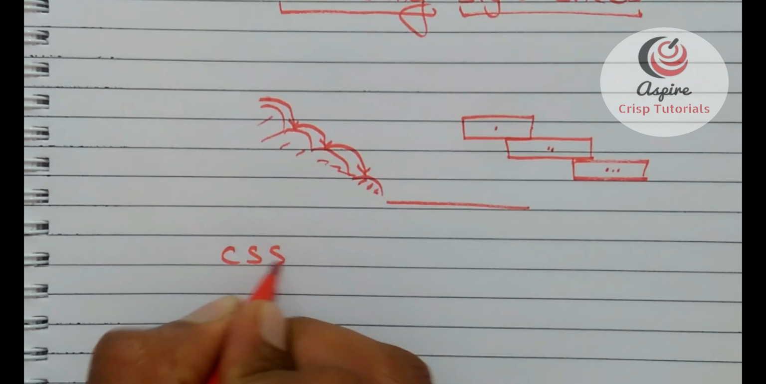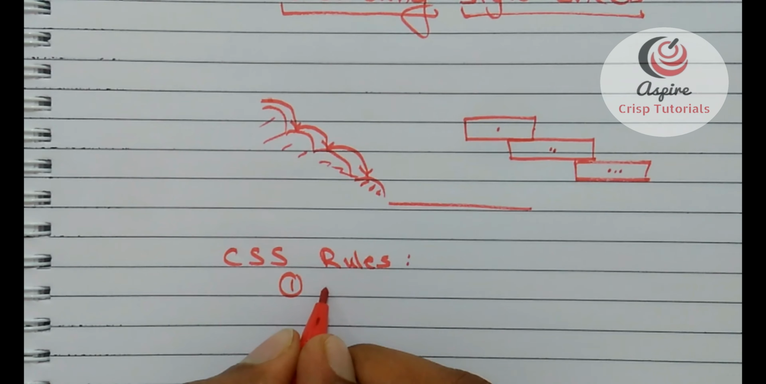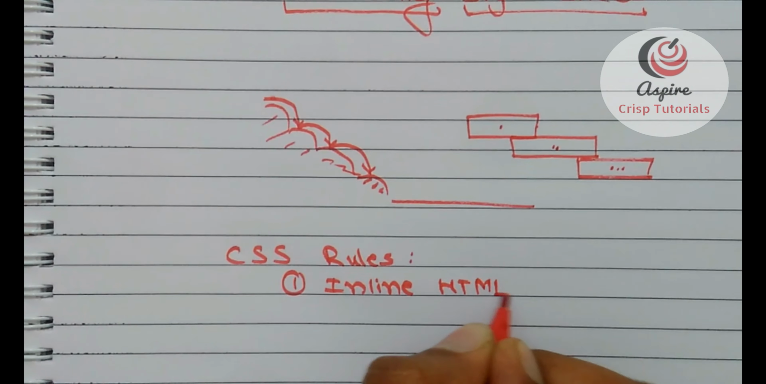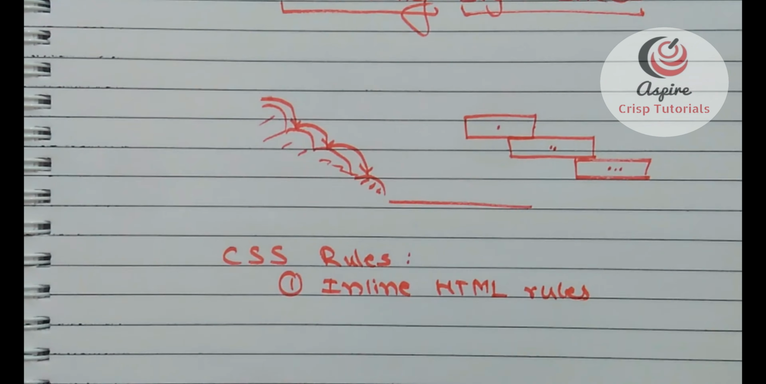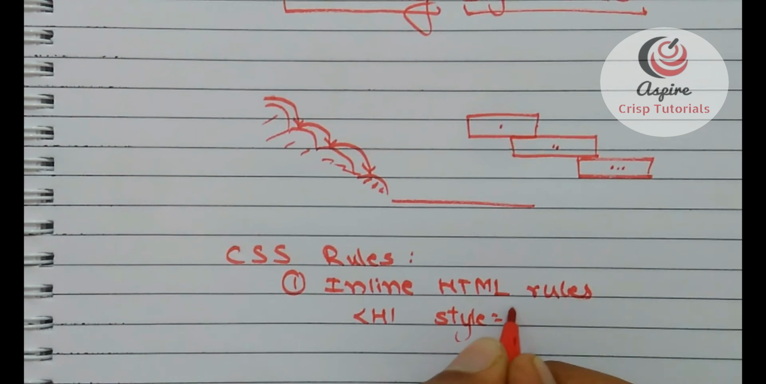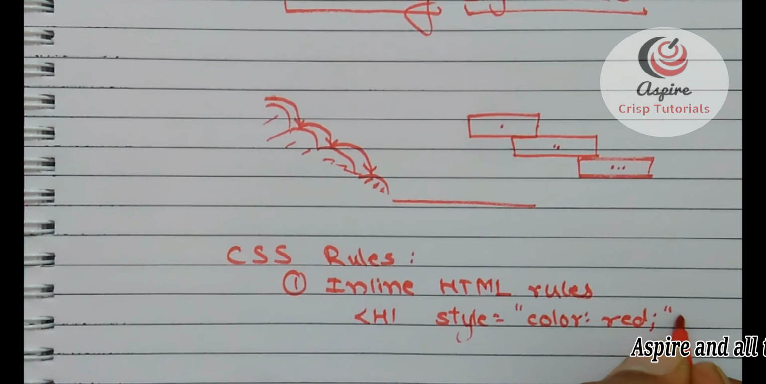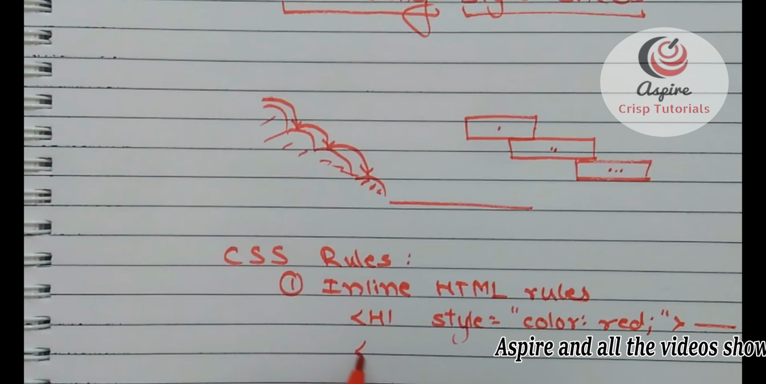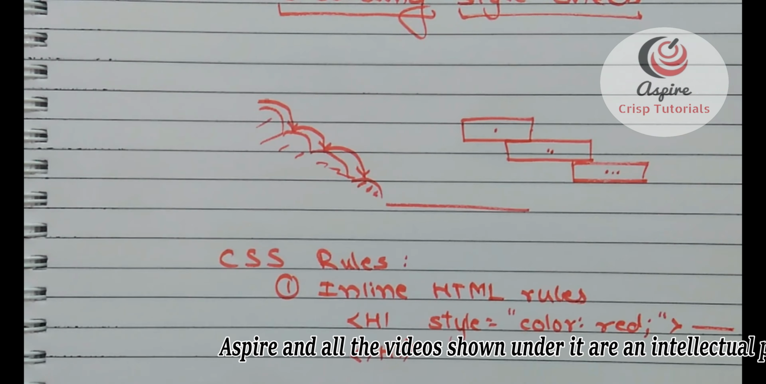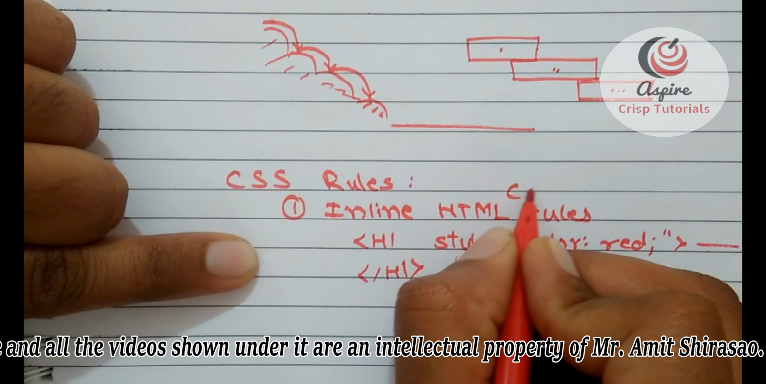Well, in CSS, rules can be applied at three places. First is inline HTML rules. Like for example, this is a header tag. I can simply write style equal to color colon red. Then my header, and the header tag closes. So this is called an inline rule. Inline HTML CSS rules.